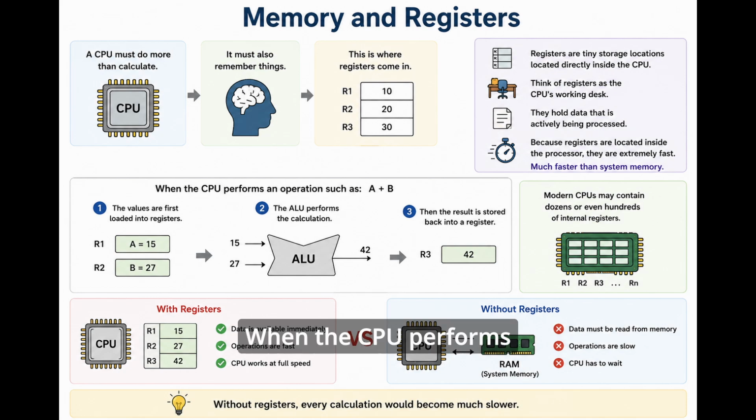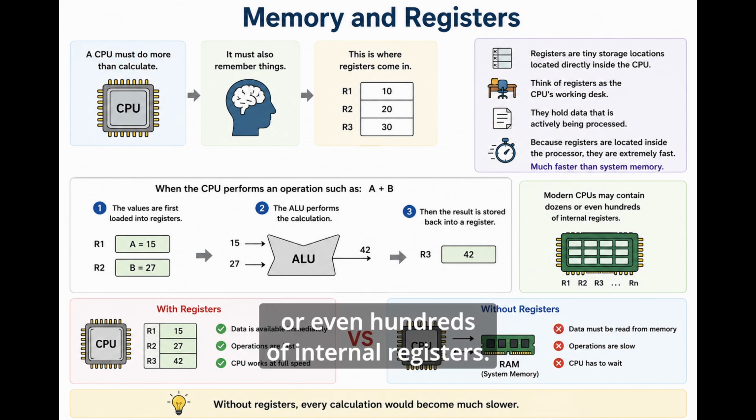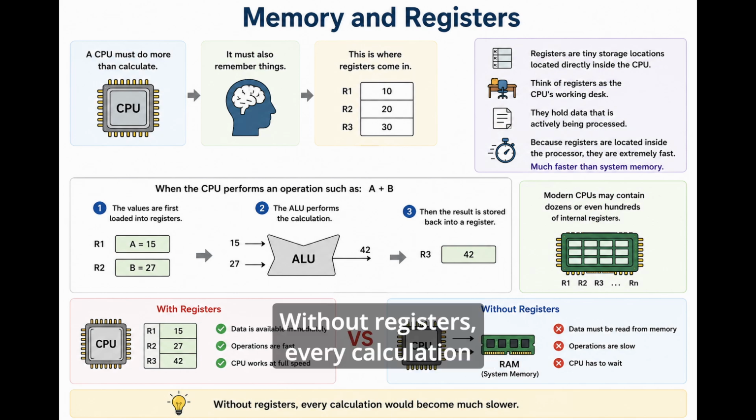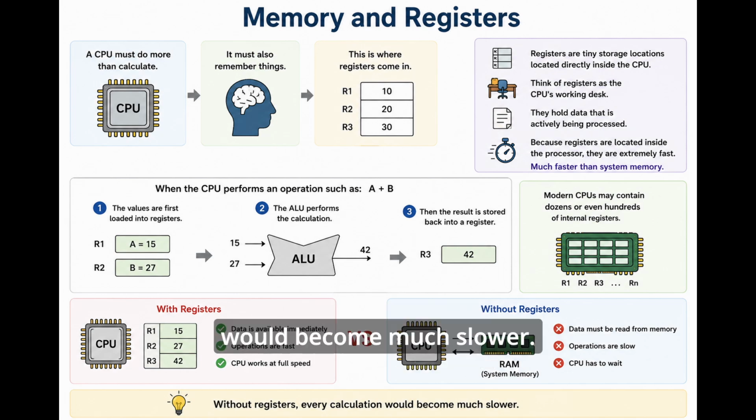When the CPU performs an operation such as A plus B, the values are first loaded into registers. The ALU performs the calculation. Then the result is stored back into a register. Modern CPUs may contain dozens or even hundreds of internal registers. Without registers, every calculation would become much slower.